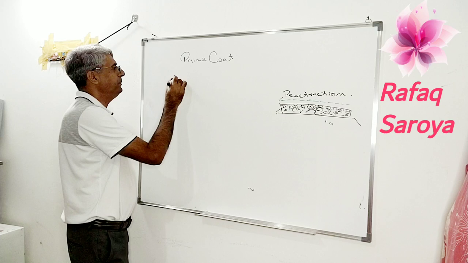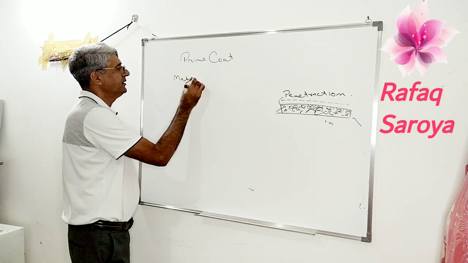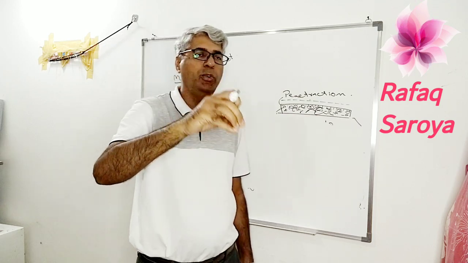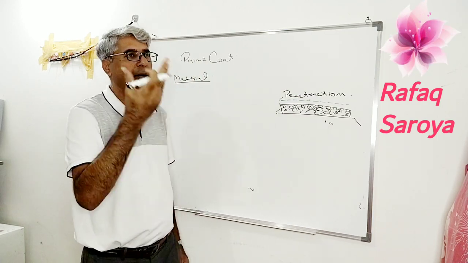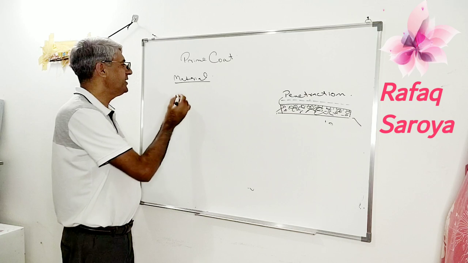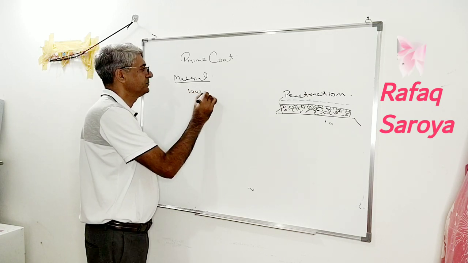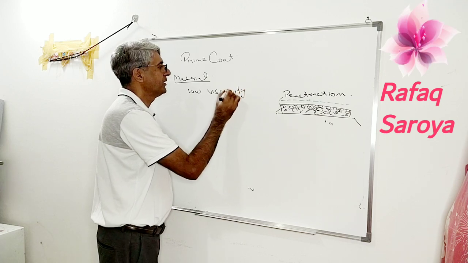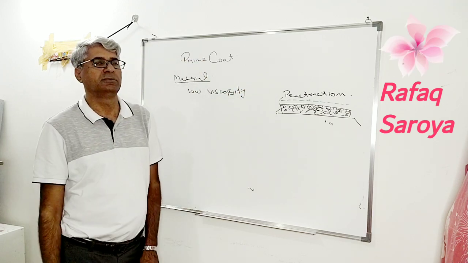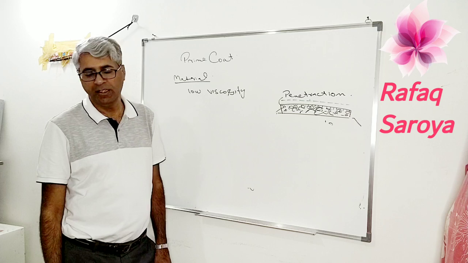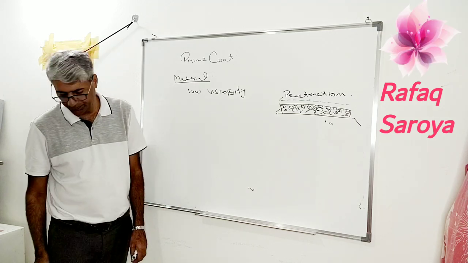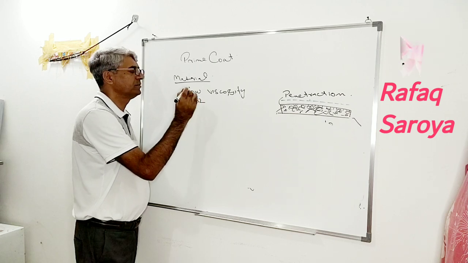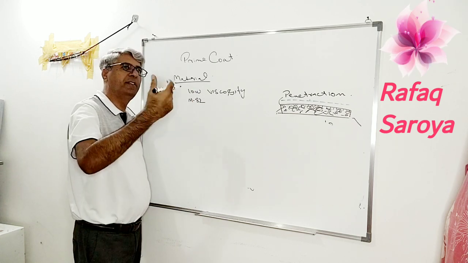Material, very important property. Whatever discussion we have done over here, now we are coming to the conclusion: what is the material? First thing we say, low viscosity material. From this low viscosity material, as per ASTM D82, we have the different grades.